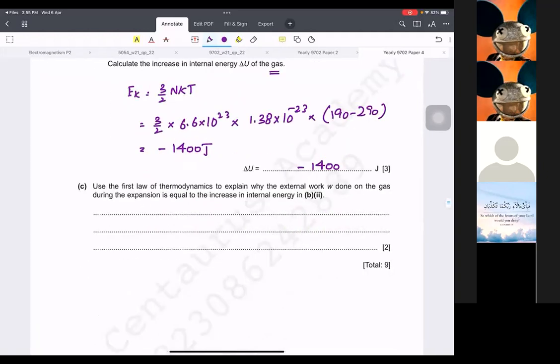Now use the first law of thermodynamics. The external work done on the gas during expansion is equal to the increase in thermal energy. Now you guys need to understand that basically the equation is this.